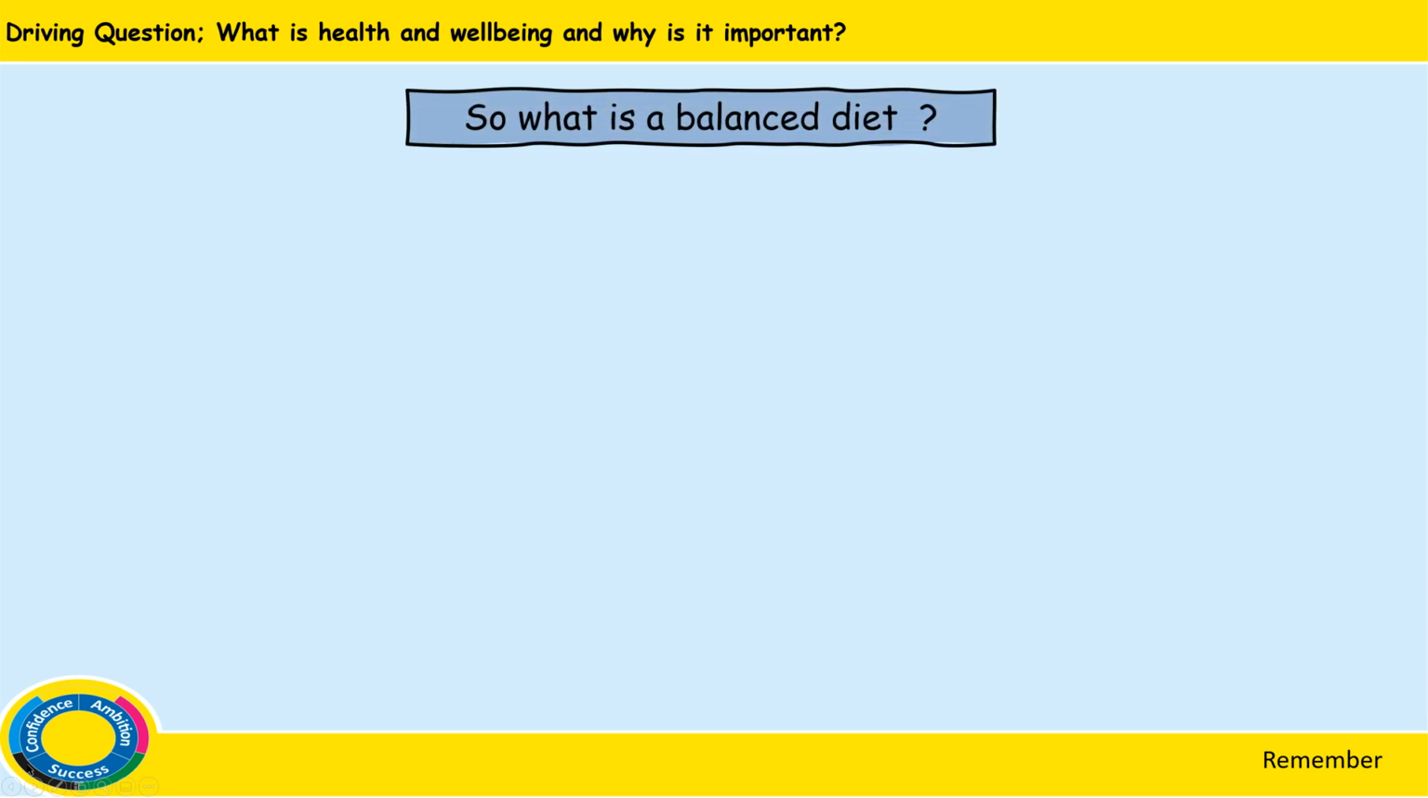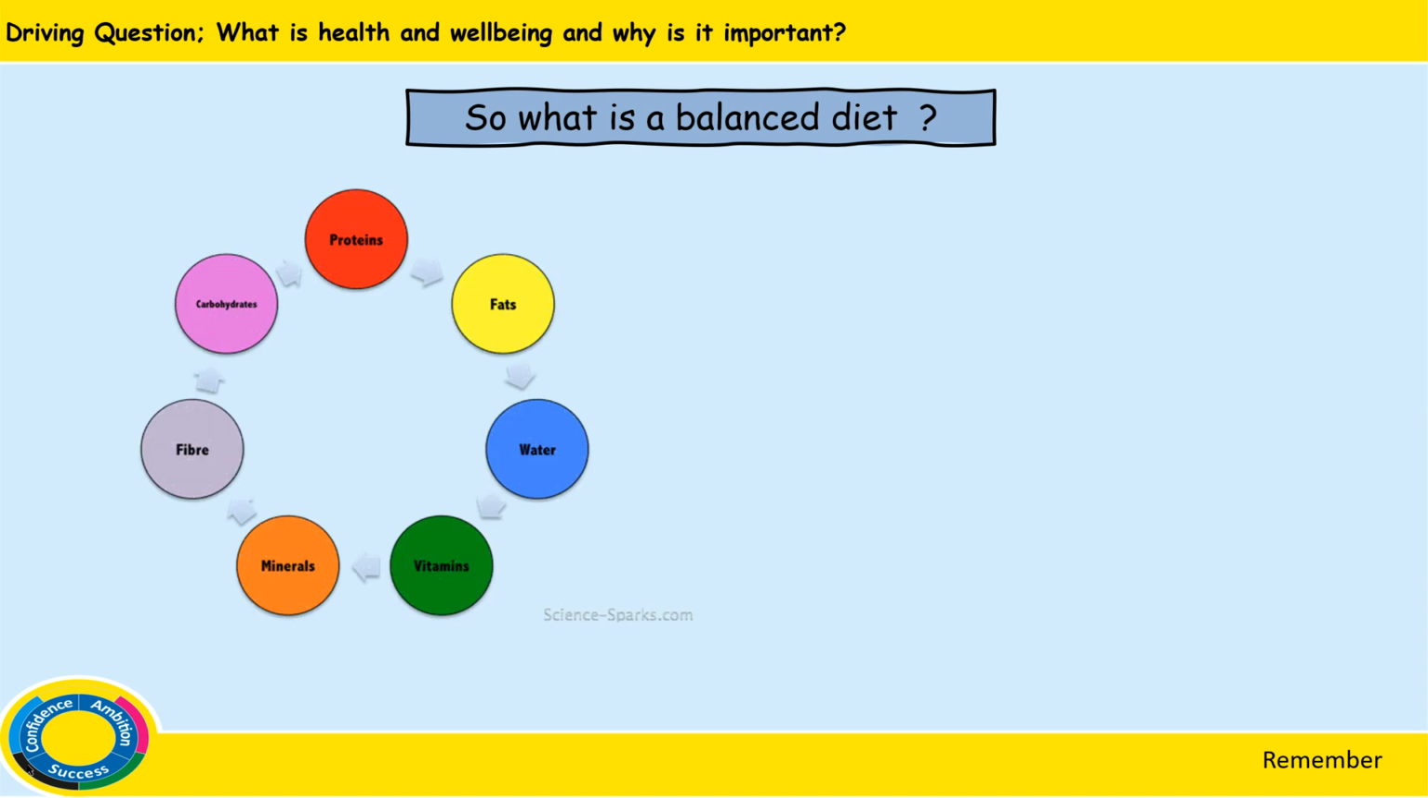So I hope you're able to answer the question, what is a balanced diet? What do I need for a balanced diet? So I'm hoping you can remember the 7 important parts of our balanced diet. So they are proteins, fats, water, vitamins, minerals, fibre and carbohydrates. But can you remember how much of each I need and what food I would find in these food groups? So I'd like you to pause the video now and have a go at that for me, please. Okay, so pause the video.